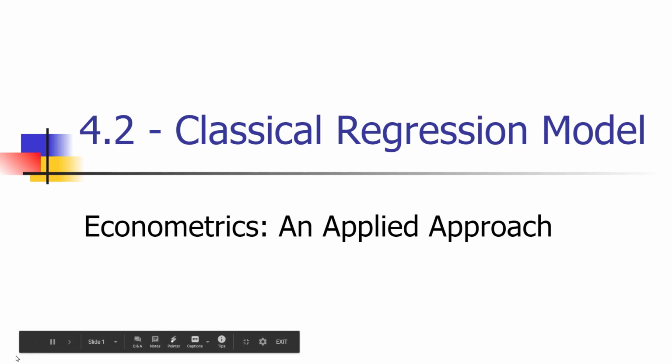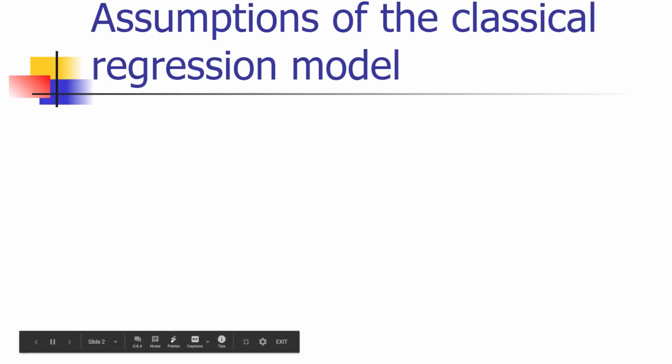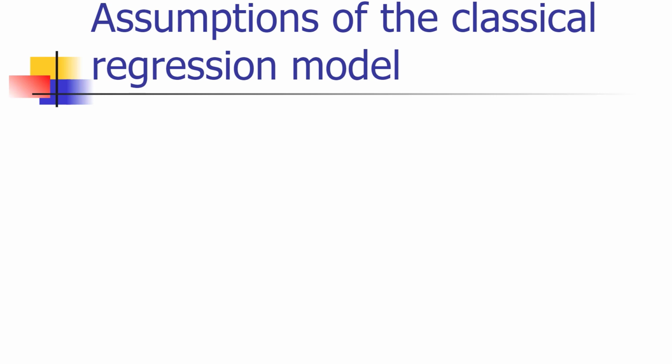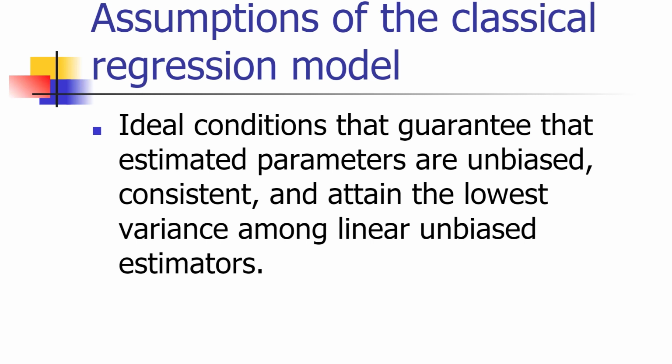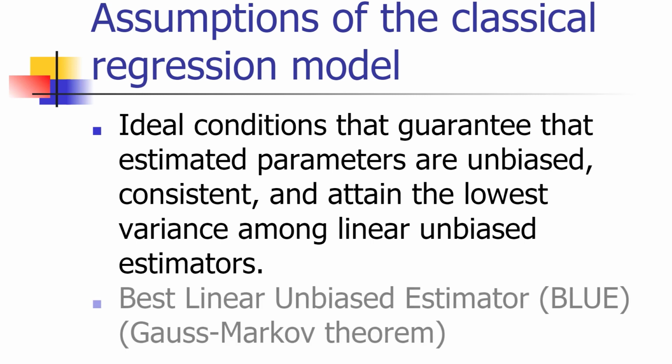In this video, we're going to examine the assumptions of the classical regression model in the case of a bivariate regression relationship. What we're going to talk about now are the ideal conditions that guarantee that the estimated parameters are unbiased, consistent, and attain the lowest variance among linear unbiased estimators. That's also known as the property called BLUE, which is best linear unbiased estimator. The theorem here is the Gauss-Markov theorem because it's based on work by both Gauss and Markov.